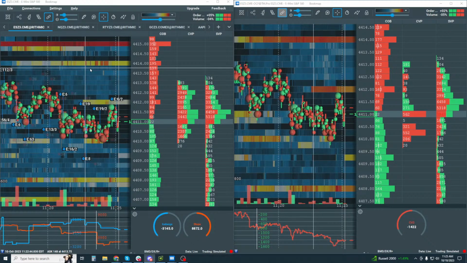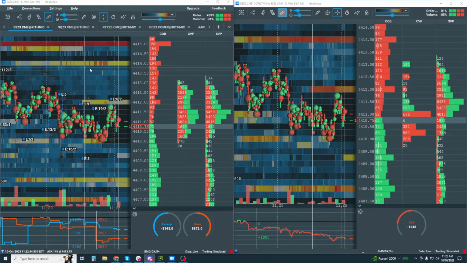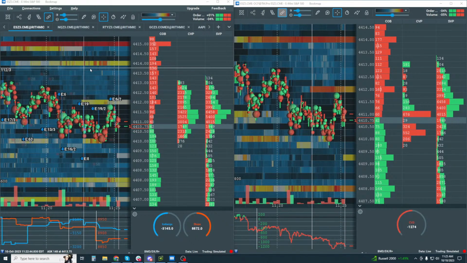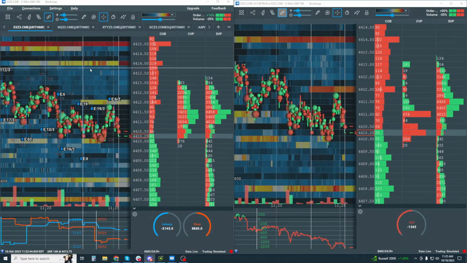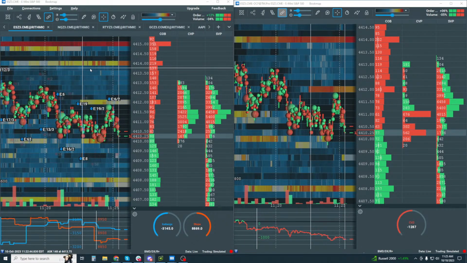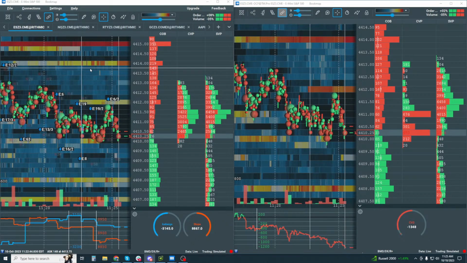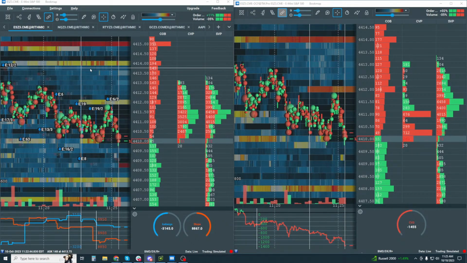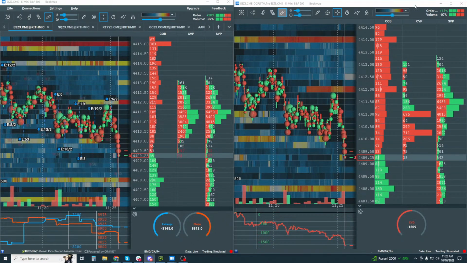Yeah, you like it for the active algos. Okay. Yeah, great. Okay, so you just got long on a pullback. Let's take a look, Stephen.